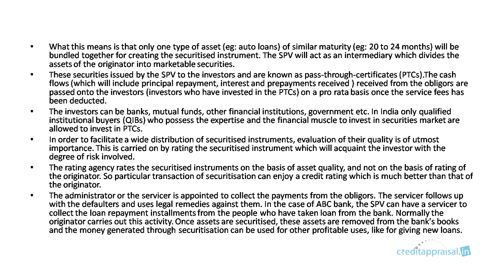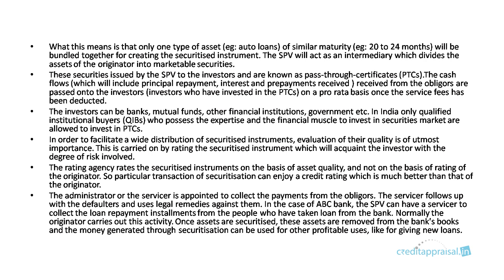Okay, so SPV will be acting as intermediary and divides the assets of the originator into marketable securities. Then these securities issued by the SPV to the investors are known as pass-through certificates. So what are pass-through certificates? The securities issued by the SPV. Now the SPV is formed. The originator, that's the bank or the financial institution, has bundled them, formed a SPV, that's a special purpose vehicle. It has transferred all these assets to the SPV. The SPV will now issue something known as pass-through certificates to the investors. Okay.